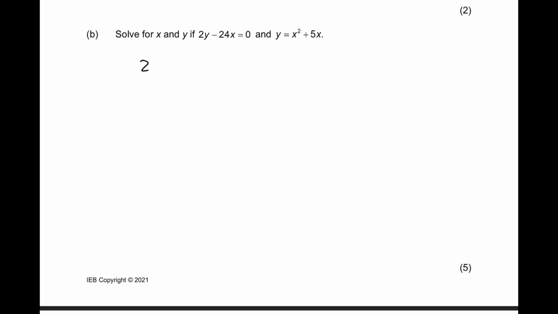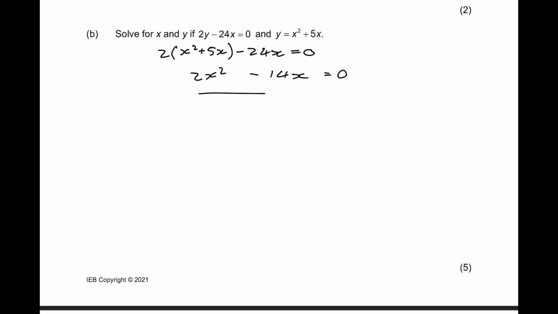So for y, we substitute in x squared plus 5x, and then of course we have minus 24x, and that's equal to 0. You can see where this came from. This equation is this equation, except now in place of y, I have x squared plus 5x. Now I simplify this and bring it into standard form. I distribute the 2 and get 2x squared plus 10x minus 24x is equal to 0. Well, 10x minus 24x is minus 14x.